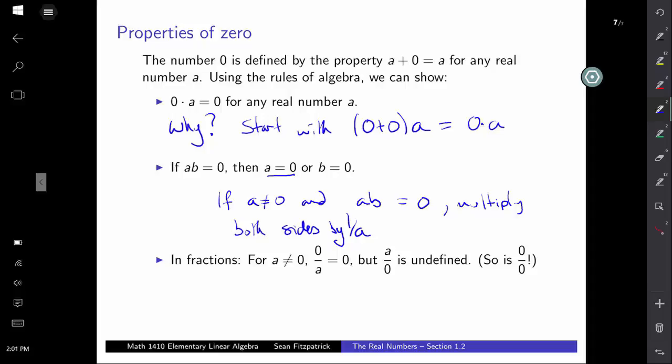Finally, it's always important to mention that if you're dealing with fractions, and we'll review fractions on the next video, it's perfectly fine to have 0 in the numerator. 0 divided by anything is just 0. You only run into trouble if 0 is in the denominator. Anything divided by 0 is undefined, including 0 divided by 0. So watch out with that when you're dealing with fractions. Make sure that you don't divide by 0.